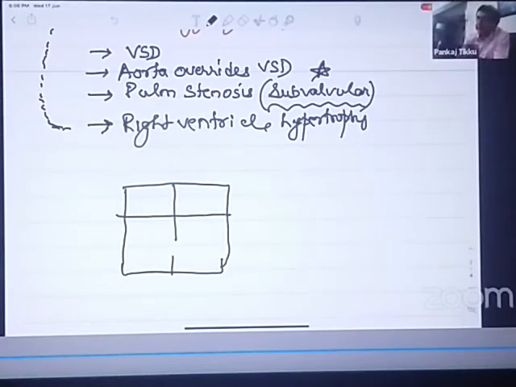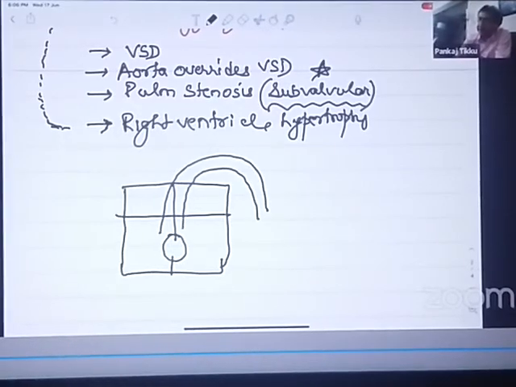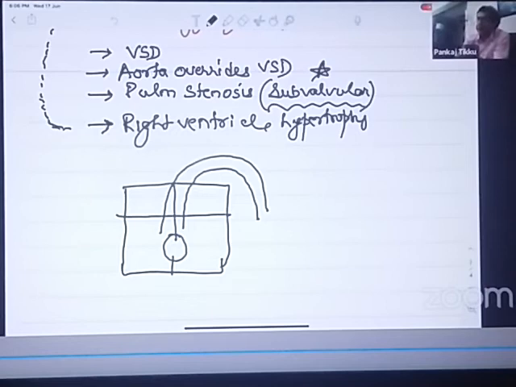So there is a ventricular septal defect. You can see a ventricular septal defect in the circle. There is a defect in the ventricular septum. There is a large aorta which overrides. When I say it overrides, that means the aorta is rising from just above the ventricular septum. This is the aorta.